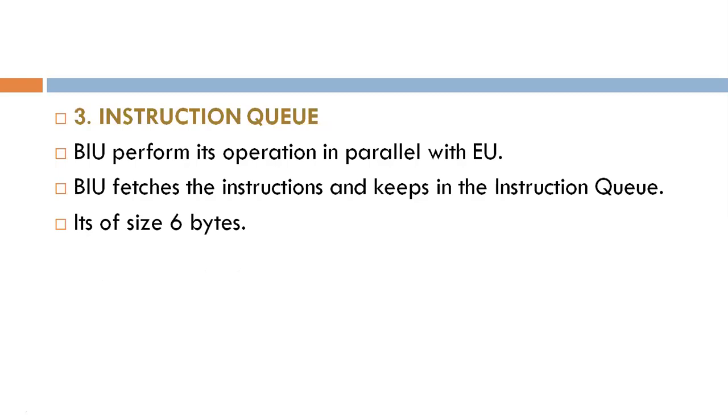Next is the instruction queue. BIU will perform its operation in parallel with the execution unit. BIU fetches the upcoming instructions and keeps those instructions in the instruction queue. The instruction queue operates in the form of first in, first out. It is of size 6 bytes, and these are high speed registers. The instruction queue is a prefetch queue.